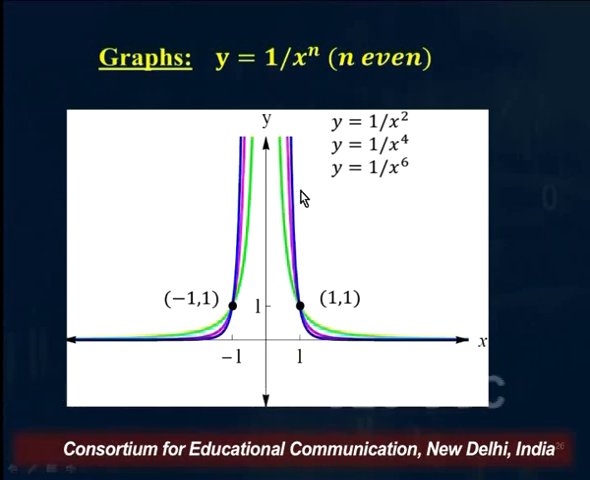And you can see here that between minus 1 and 1, the height will be more for 1 by x to the power 4 or 1 by x to the power 6 as compared to 1 by x squared. But the opposite will now be true to the right of 1 and to the left of minus 1. Okay, and here again you have symmetry about the y-axis. You can see here both the points 1 comma 1 and minus 1 comma 1 lie on the same graph.